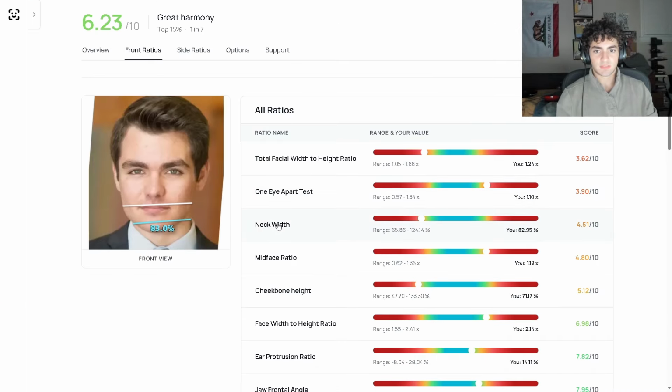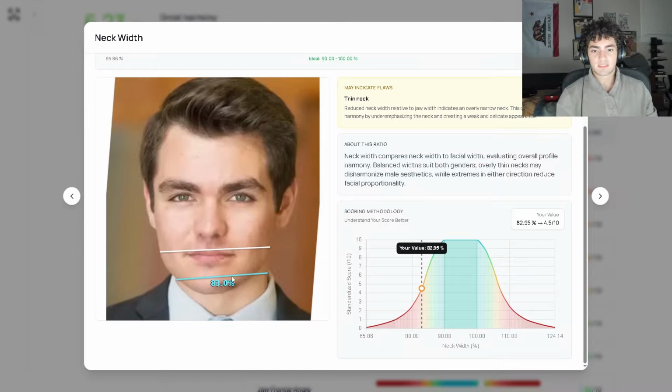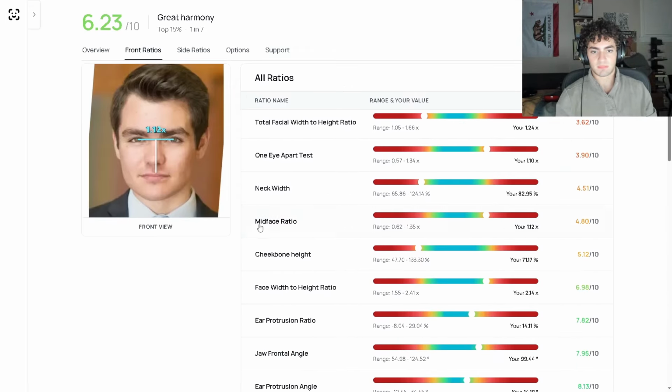Next, for his neck width, which is the next flaw, he gets 83%. Which, honestly, his neck looks pretty narrow here, but it could also just be because of the image angle, but he probably does have a narrow neck. It does appear to be narrow. So yeah, 83%, you want it to be a bit more thick.